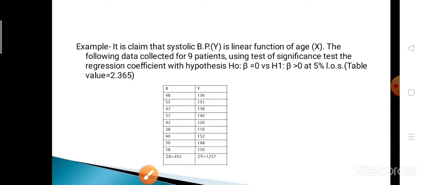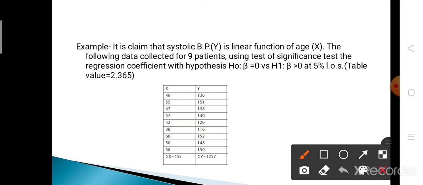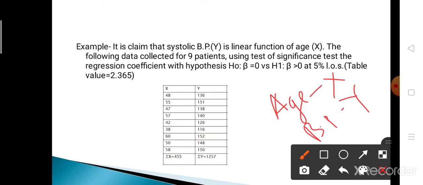Let's see one example. It is claimed that systolic blood pressure, the y variable, is a linear function of age, the x variable. The following data was collected for 9 patients. Using the significance test, test the regression coefficient with hypothesis H0: beta is equal to 0 versus H1: beta is greater than 0 at 5% level of significance. The table value we are given is 2.365.